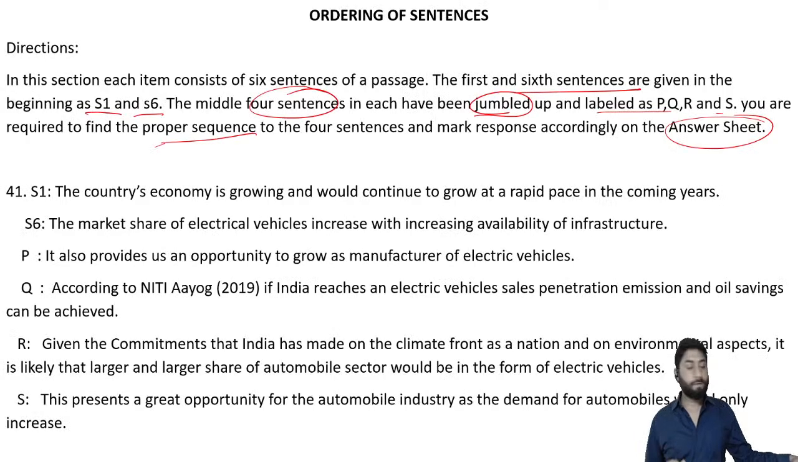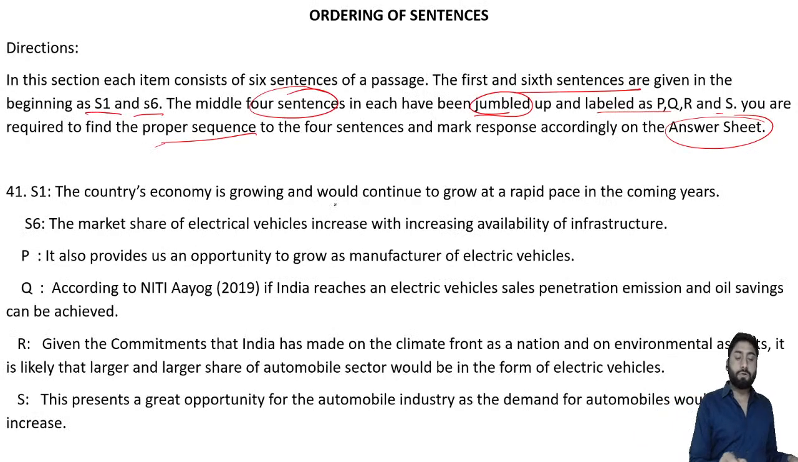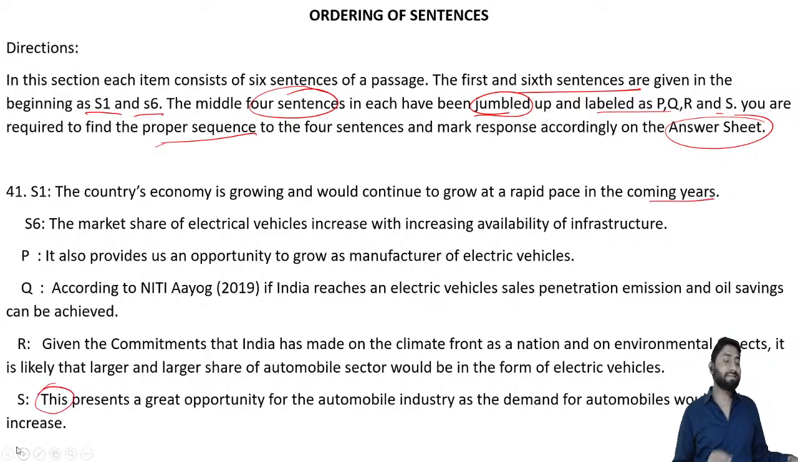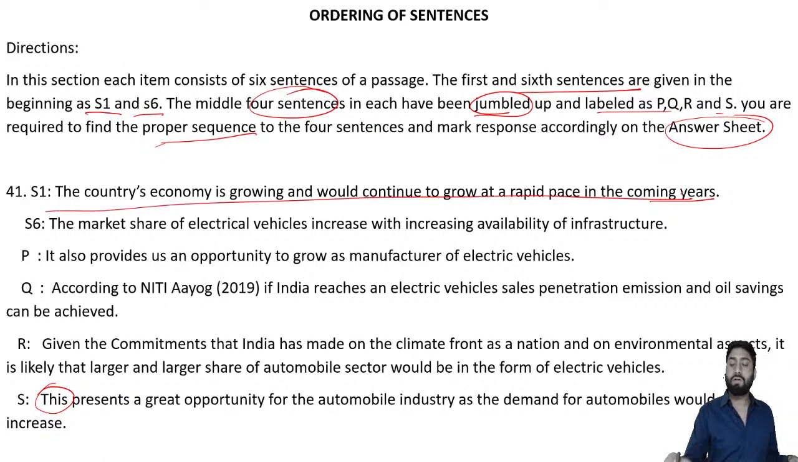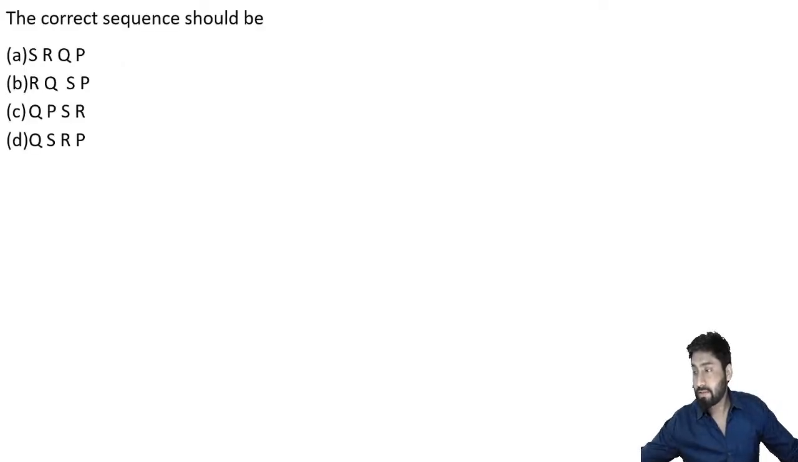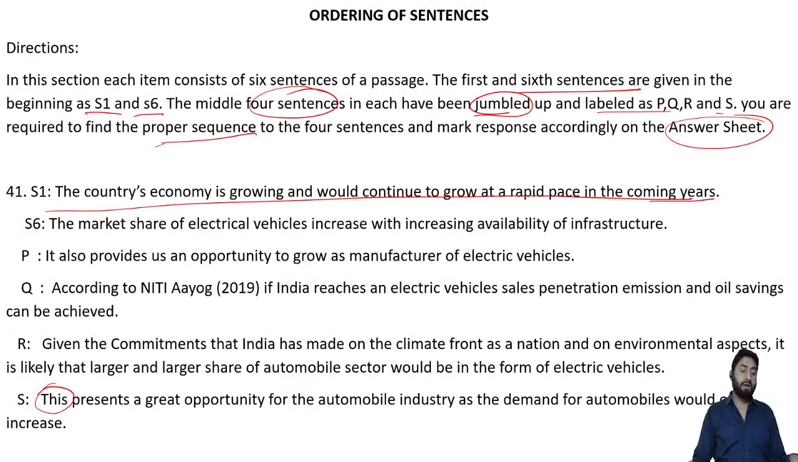So let's work on that. The country's economy is growing and would continue to grow at a rapid pace in the coming years. This is linked with this sentence, if you see the link. That's where it links with, and it can't be linked with anything else. If you get that one option, you'll be able to come up with the answer.